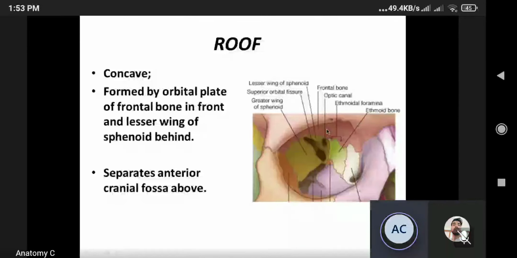Of the sphenoid. As we have studied in the interior of the base of the skull, you have seen the superior orbital fissure, a feature between the lesser wing and greater wing of the sphenoid. So this is the lesser wing, and this roof separates the orbit from the anterior cranial fossa, which is located above. We have discussed this while we studied the interior of the base of the skull.